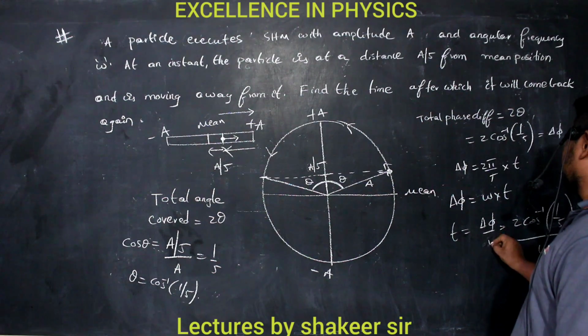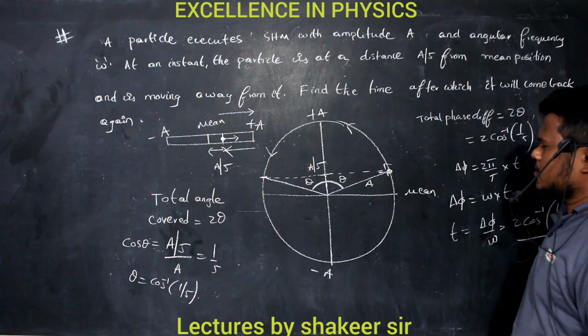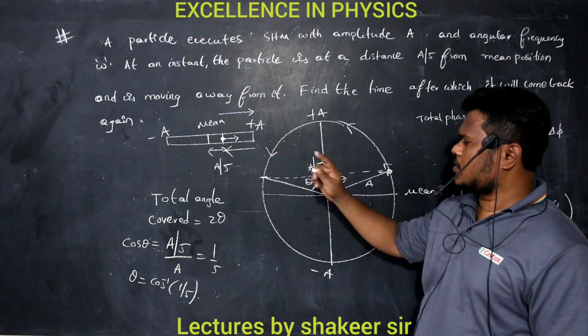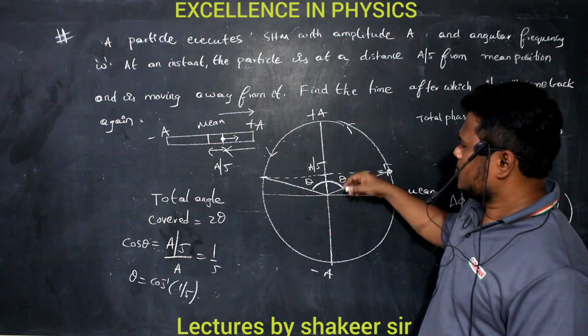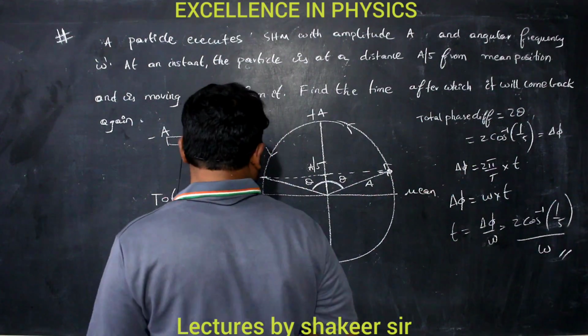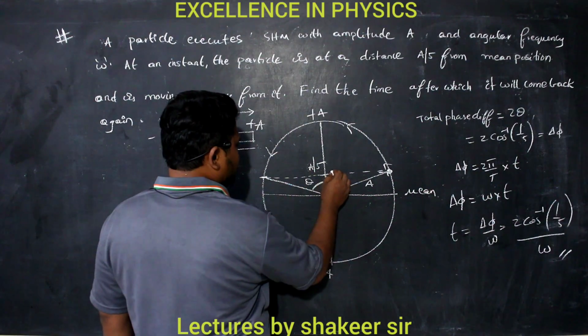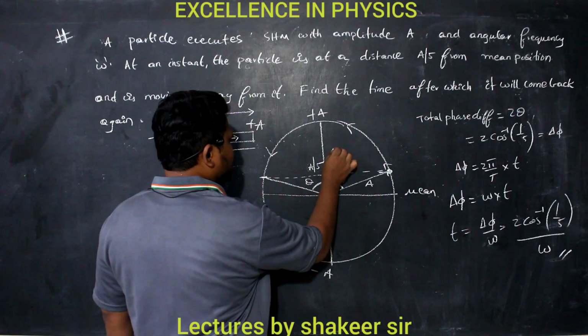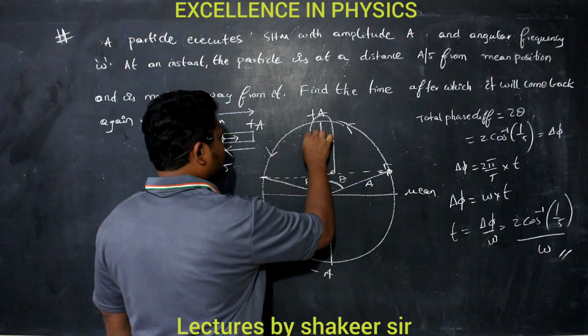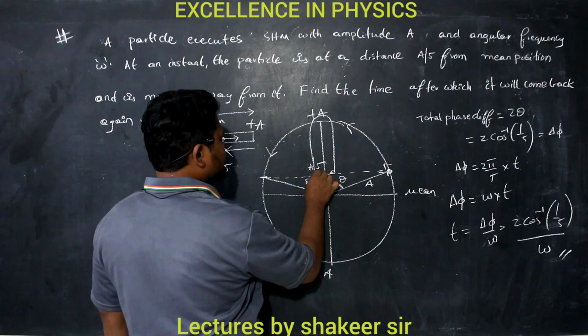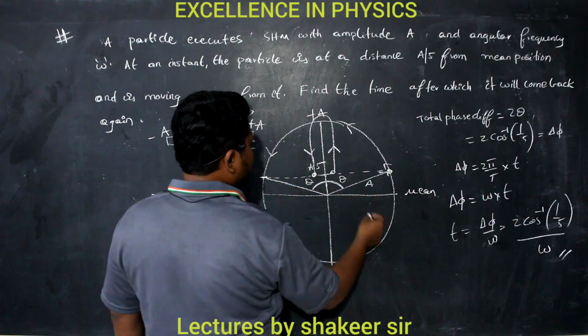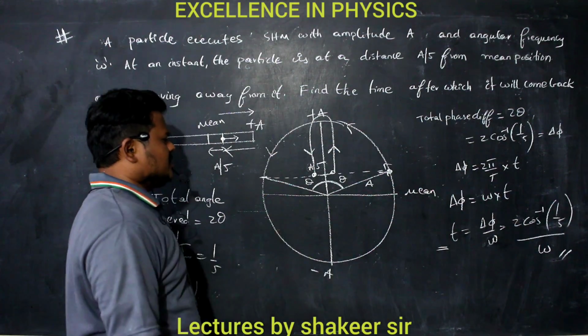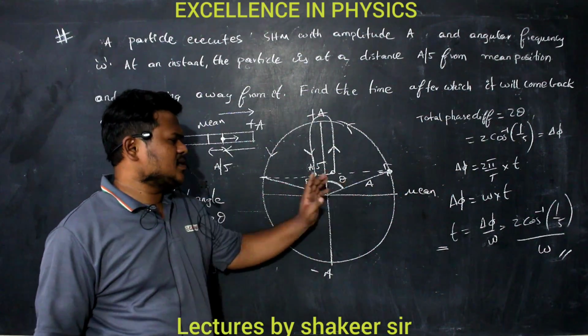Clear? So this is the time taken by the particle to travel from here to this point. In simple harmonic motion, how can I compare this one? The particle is initially traveling from here, going to the extreme position, returning back and again reaching the same position. Clear? So for this the time taken is this much. Same answer we can calculate in terms of sine theta also.